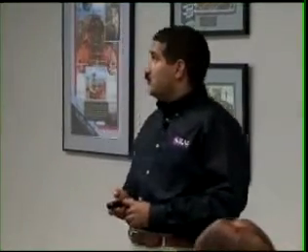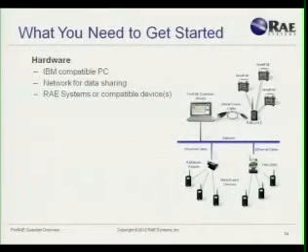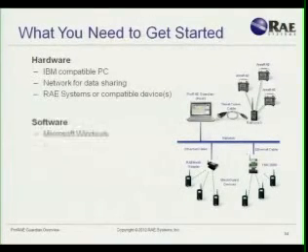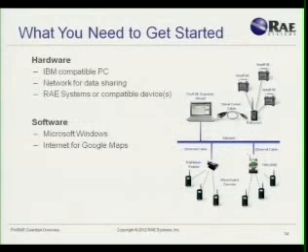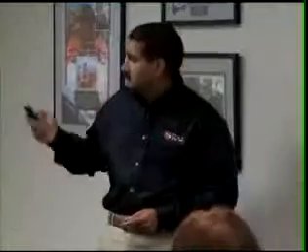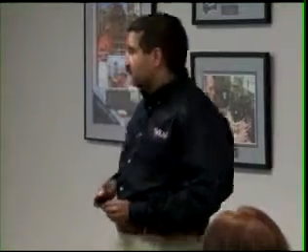Now, in terms of what you need to get started, it's something very simple. As the diagram is showing, you just need an IBM compatible PC running Windows 7, Windows XP, or Vista. And you definitely need a network card if you want to share your data with remote locations and your sensors. Once you have everything, you can put them together, and you have the system in place very quickly. And if you want to use Google Maps, then you definitely need to have an internet connection as well.